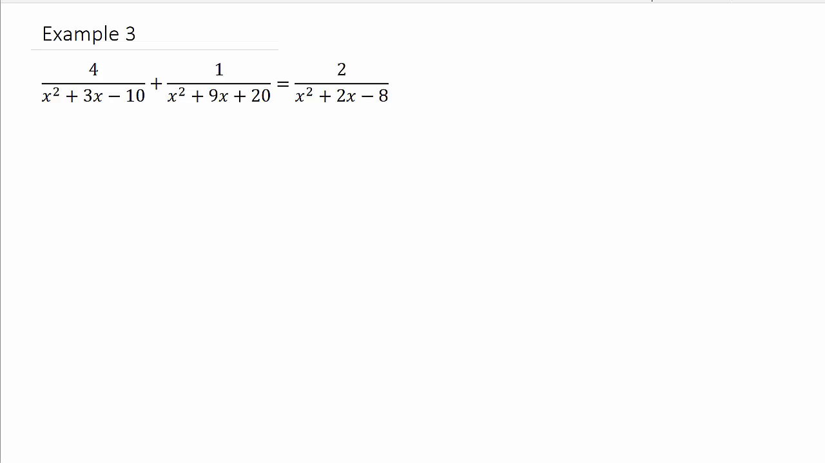Alright, so here we have another rational equation to solve. I'll have several of these. Each one will have its own video. I'm trying to hit all the different cases you'll come across. Hopefully I'll get them all in the different videos. If I leave one out and think about it later on, I'll make another video.